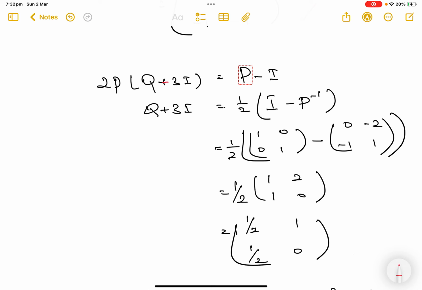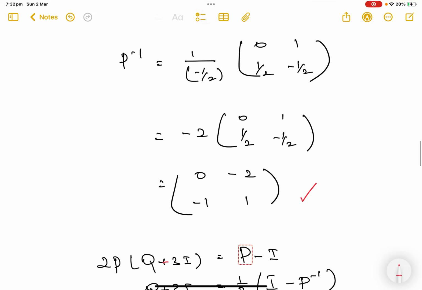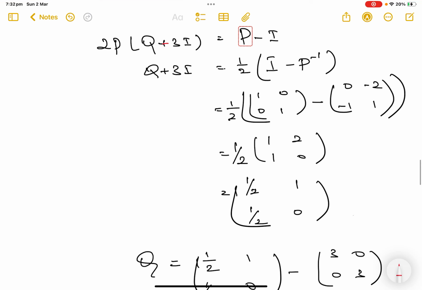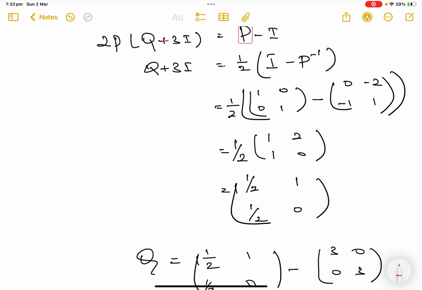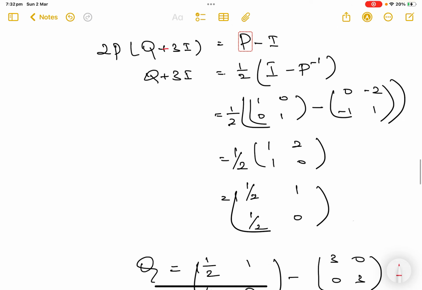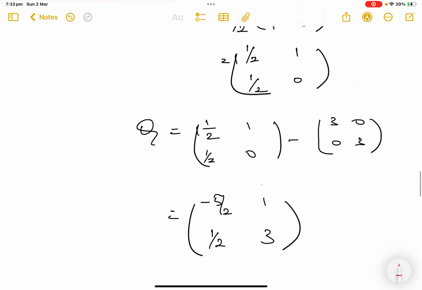Half times I, we know the identity matrix is 1, 0, 0, 1, minus the P inverse we have found here, which is 0, minus 2, minus 1, 1. So simply 1 minus 0 is 1, 0 minus 2 is plus 2, 0 minus minus 1 is plus 1, 1 minus 1 is 0. So half of that, and if you take the half inside, 1 times half is half, 2 times half is 1, 1 times half is half, and 0 times half is 0. So that is Q plus 3i.